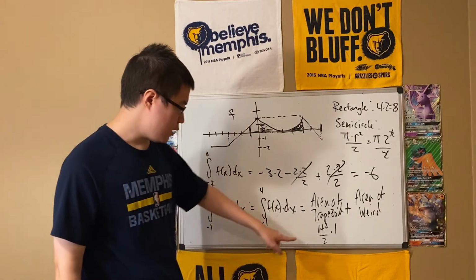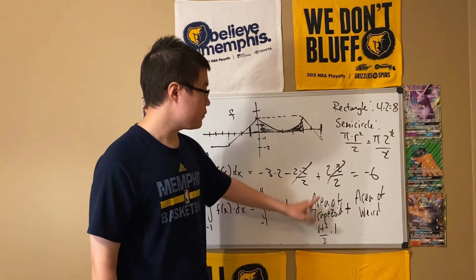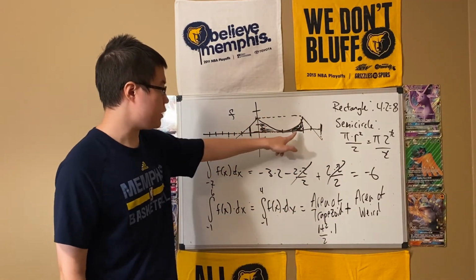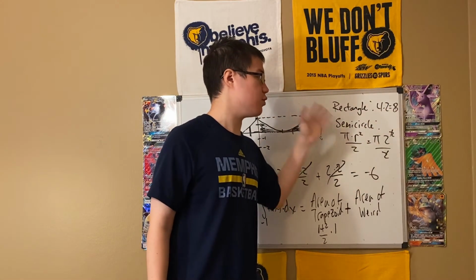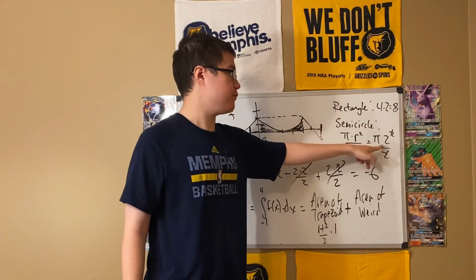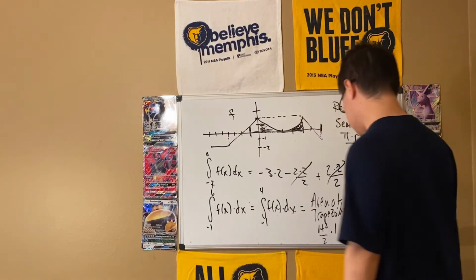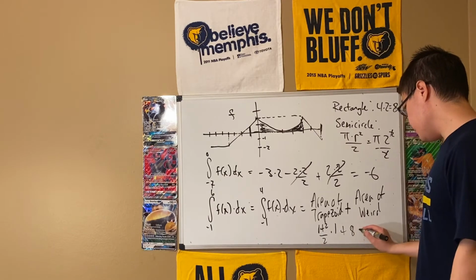So we are done. What we're going to do is take this and add it to this area right here. What is this area? It's the area of the rectangle, again, with the semicircle taken off. So it's going to be 8 minus 2 pi. So the answer is 8 minus 2 pi.